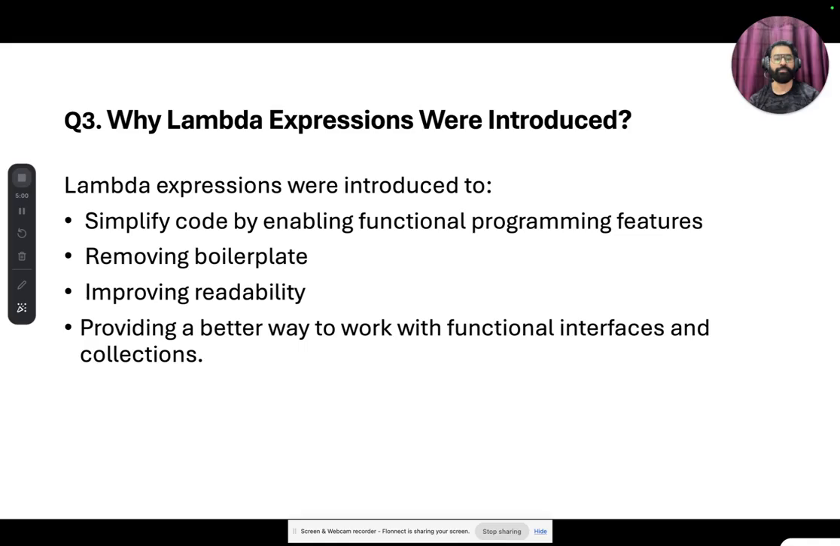Yeah. So in Java 8, the lambda expression was introduced to support functional programming and to simplify the code that uses functional interfaces. We already have functional interfaces like Runnable, whose abstract method is run, and we have the Callable interface whose abstract method is call, and we have Comparator, whose abstract method is compare.